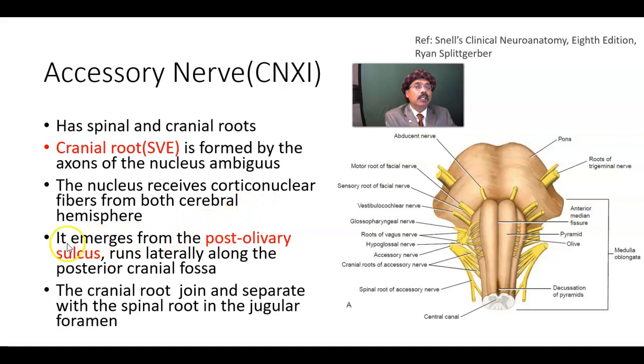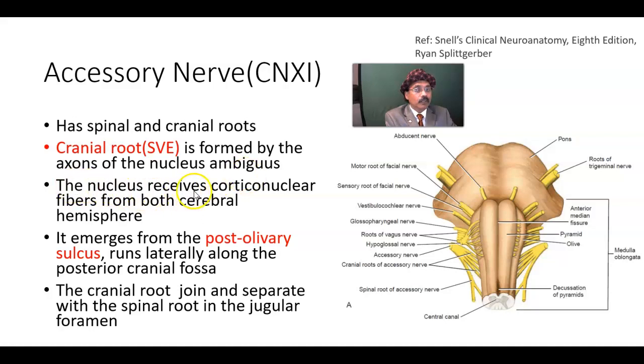The 11th cranial nerve has spinal and cranial roots. The cranial root, that is the special visceral efferent, is formed by the axons of the nucleus ambiguus. The nucleus ambiguus also contributes to the 9th and 10th cranial nerves, in addition to the 11th cranial nerve.